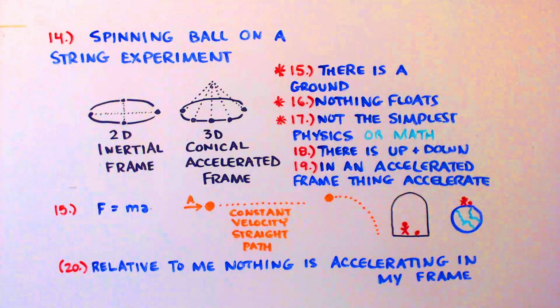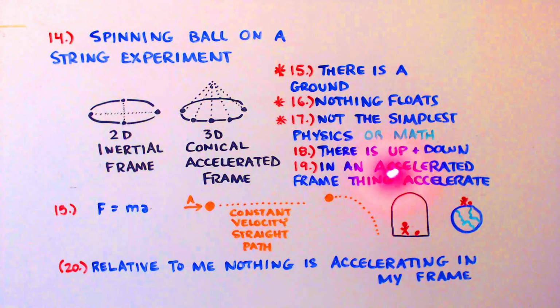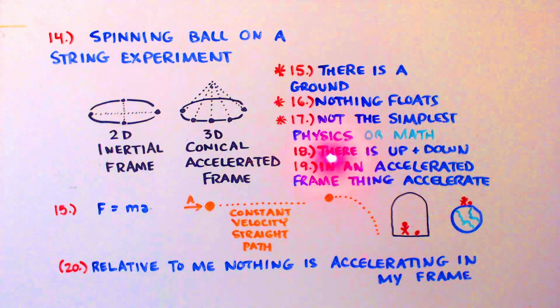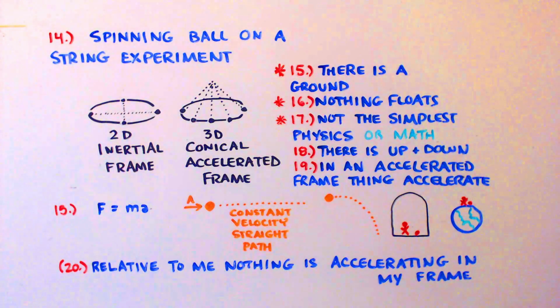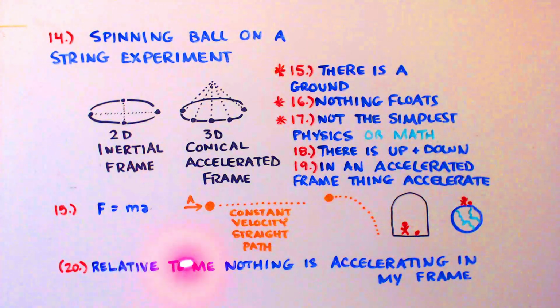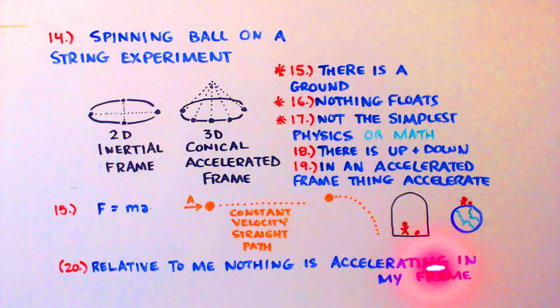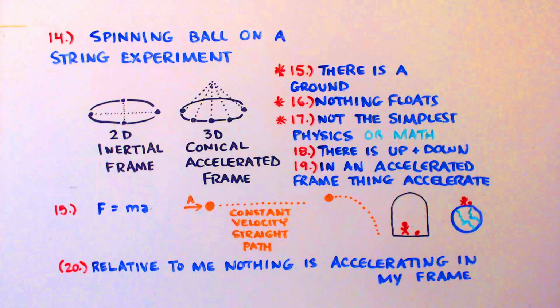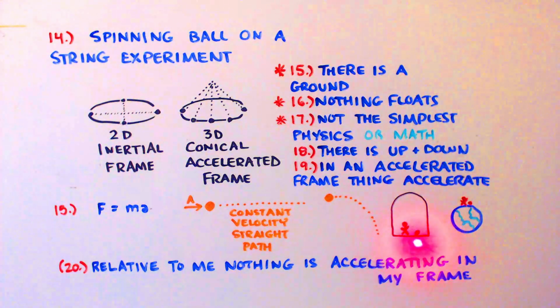There is an up and down relative to a ground. In an accelerated frame, things accelerate. Everything accelerates on Earth, or it's stuck to a ground. And the last thing, number 20, these people keep saying, on Earth, relative to me, nothing is accelerating in my frame. First of all, if you drop anything, it accelerates in your frame. Secondly, you can say the same thing on this ship that has its rockets on. I forgot to draw the fire.